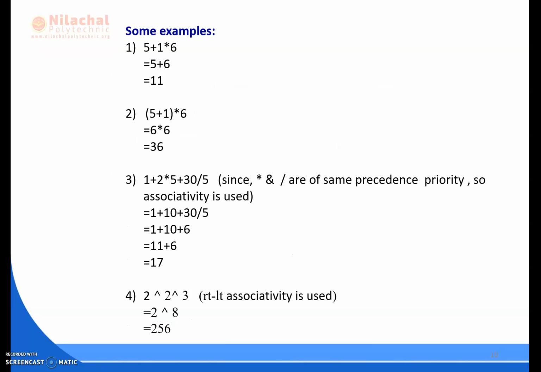Here are some examples by which we can solve any arithmetic expression with the help of precedence priority of operators and associativity rule. In the first example we have 5 plus 1 multiplied by 6. According to the precedence priority, in between plus and multiplication, multiplication is of higher priority. So 1 multiplied by 6 will be done first. That is, the answer is lastly 5 plus 6 is equal to 11.